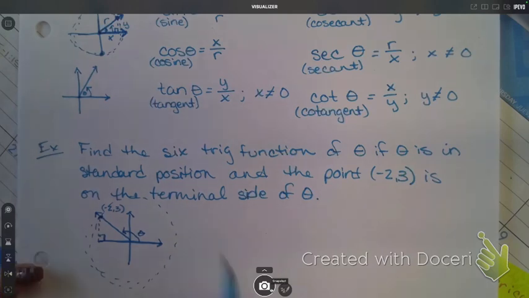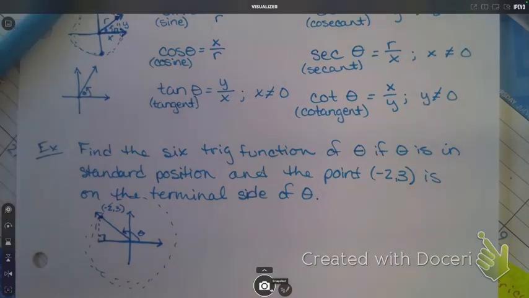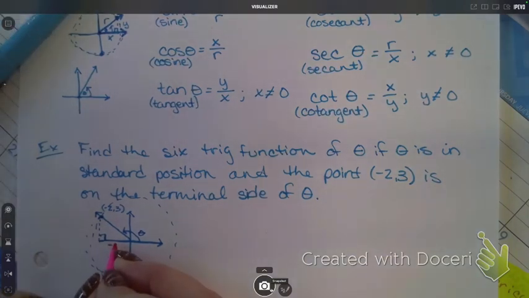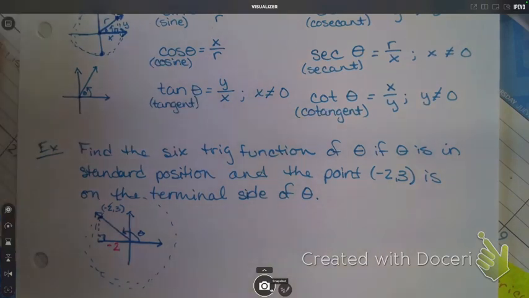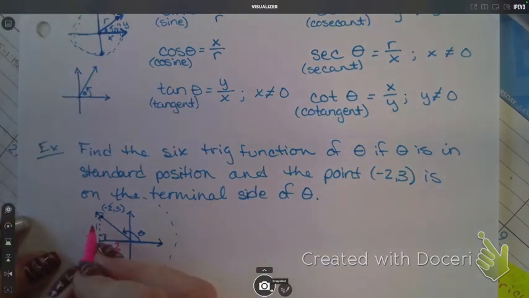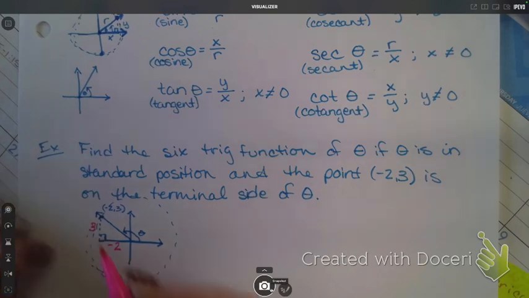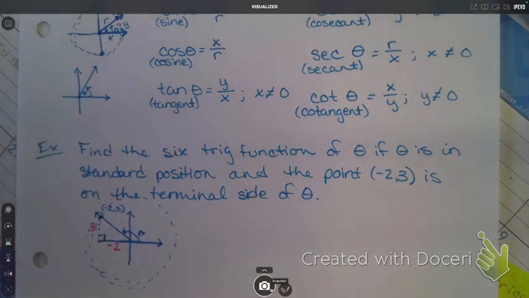Okay, so I have -2 and 3. So what parts of my triangle do I have? What's the x? -2. So I put a -2 because that would be the bottom of my triangle, correct? And what is the y? 3. So I'm going to put it over here. So my legs of the right triangle are -2 and 3. Well, I need to know r. How do I find r?